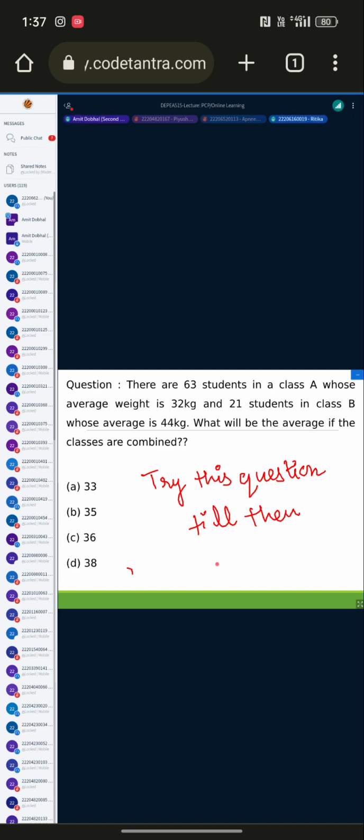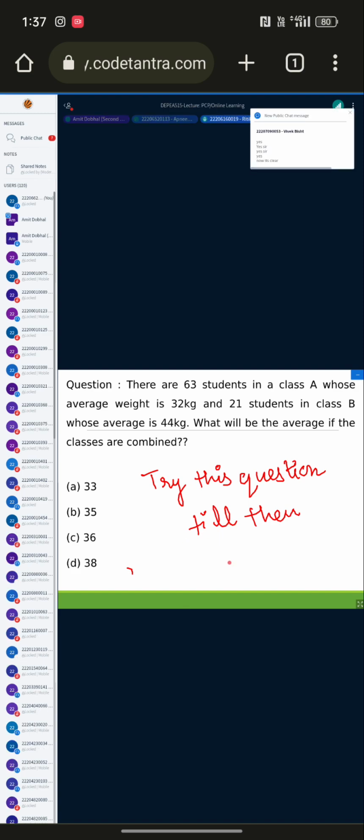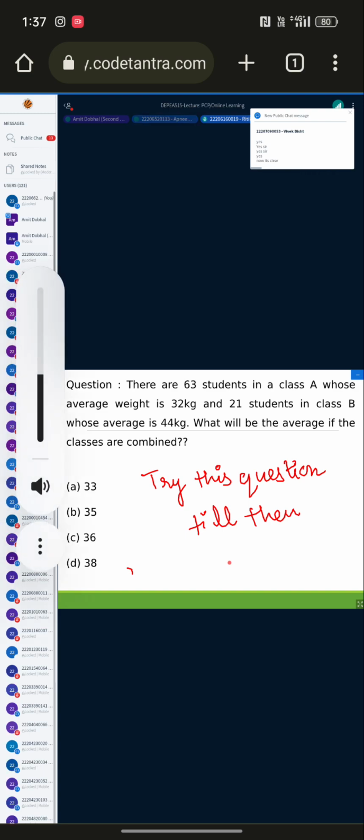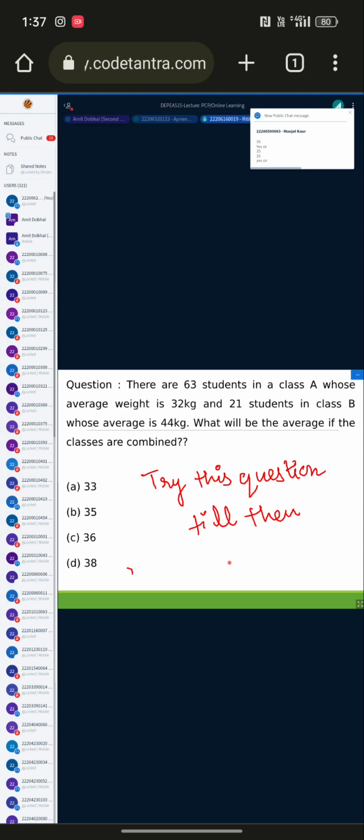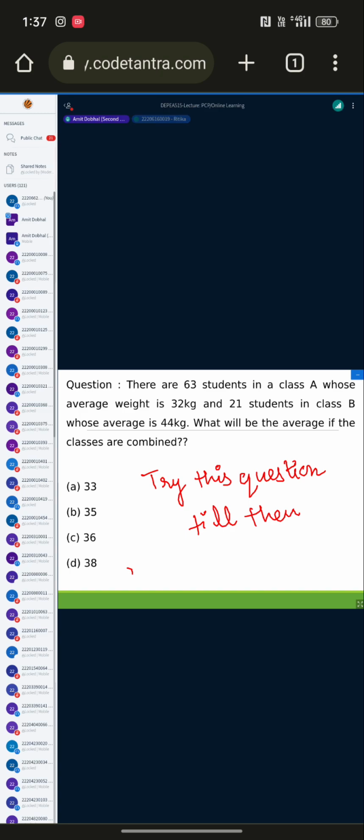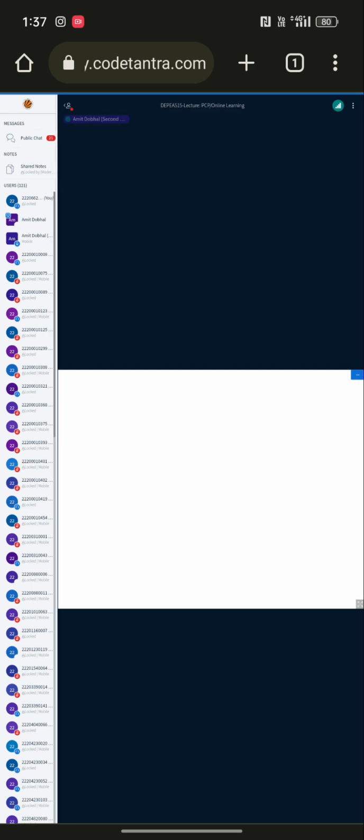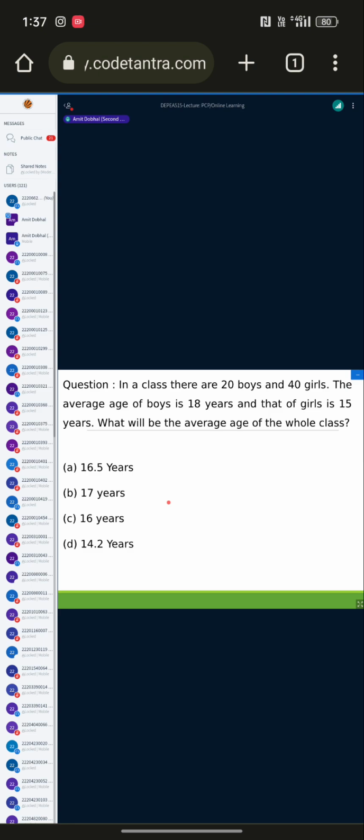So what will be the answer of this question? 34, 35. 35 would be the answer. Okay. What you will do here? The number of students is given. Their average is given. And for the second batch, again the number of students is given and their average is given, right? So you need to just multiply those values and divide by the number of students. Okay. Just try this one, the next one.